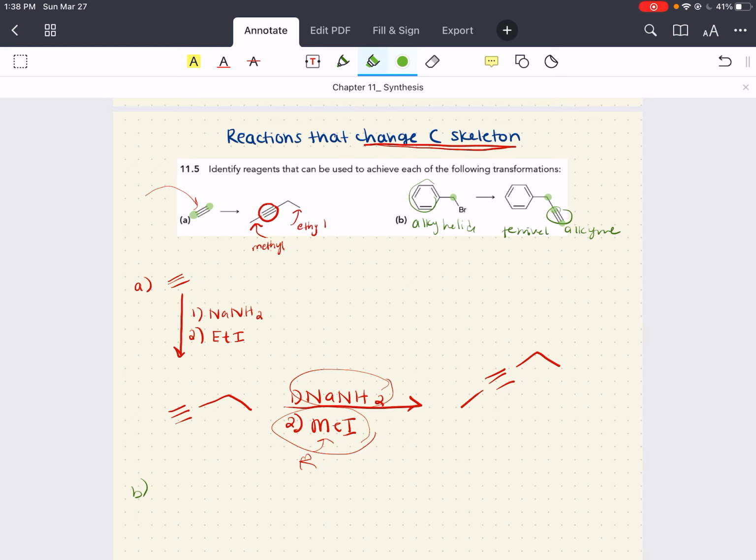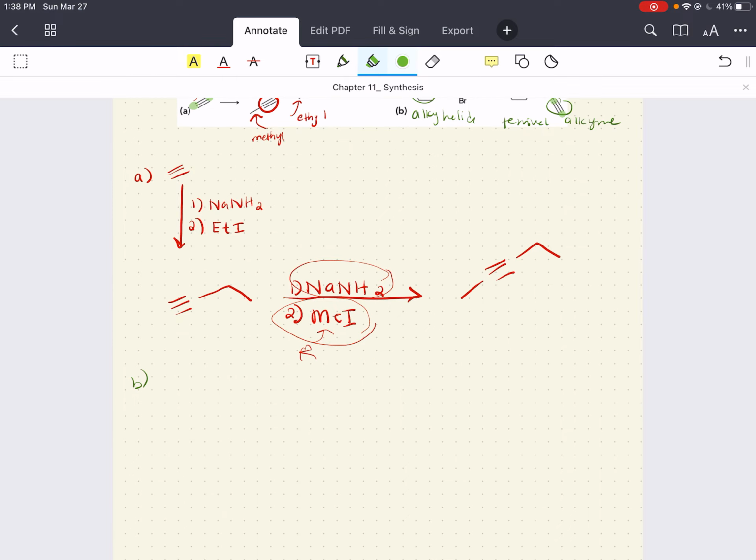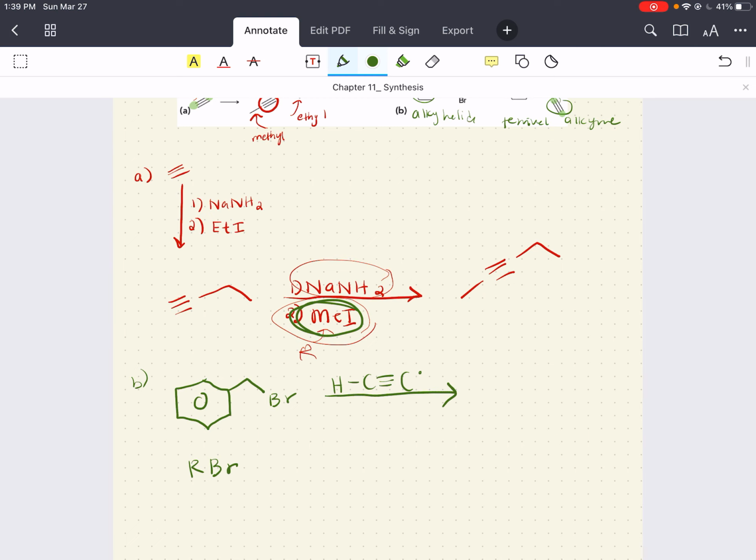All right, all you have to think about here is, what if our starting material that looks like this, Br, hey, this looks like something like an R group attached to a halogen, right? Something like this. So what we can treat it with is the triple bond that we want to attach it to, a terminal one, plus some sodium in there as a result.